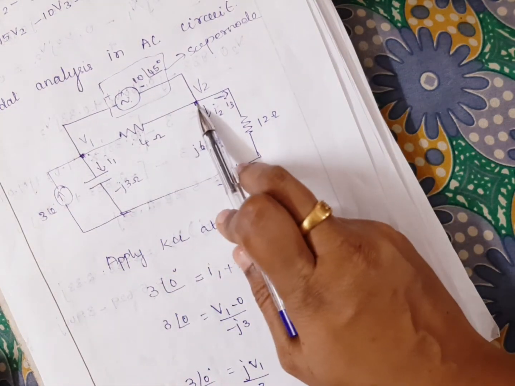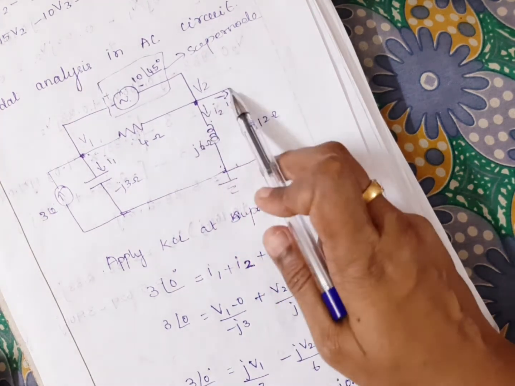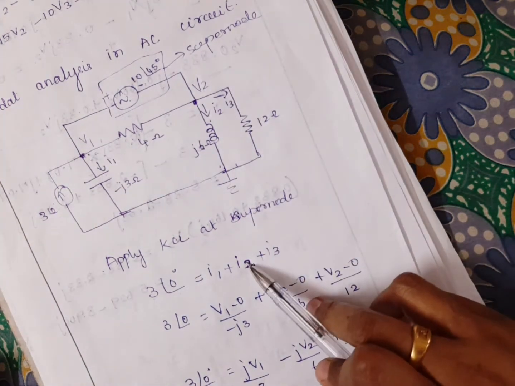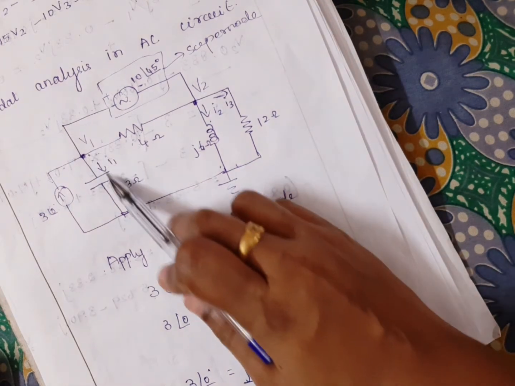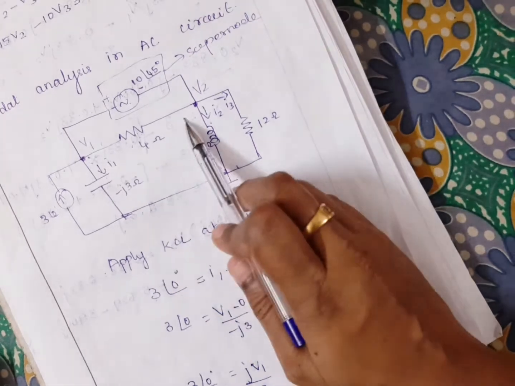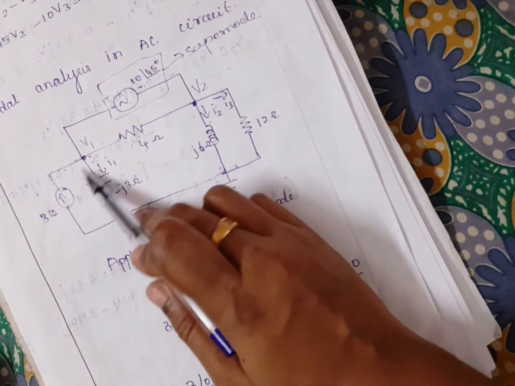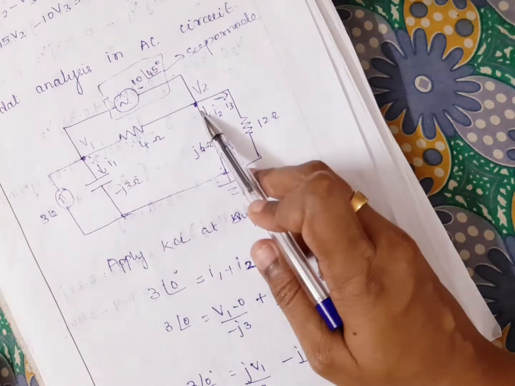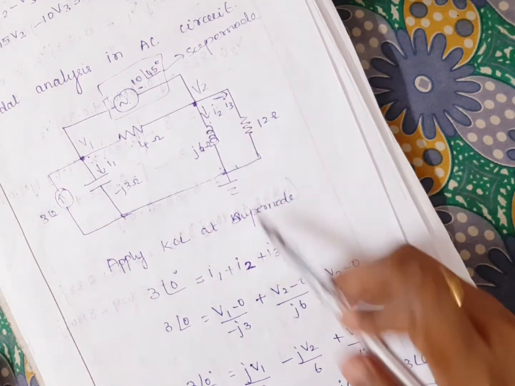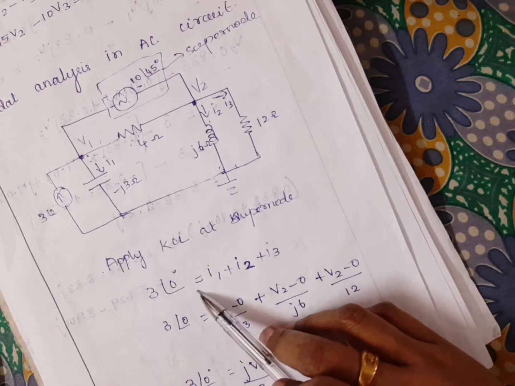And now coming to this node, what is the incoming current? No incoming current. Okay, there are two outgoing currents. What are the two outgoing currents? I2 and I3. Okay, we are marking the direction of the current outwards from the node, that is I1, I2 and I3. So here it is the incoming current at node 1 and I1 is the outgoing current. Here both I2 and I3 are the outgoing currents. So I1 plus I2 plus I3 is equal to 3 angle 0.